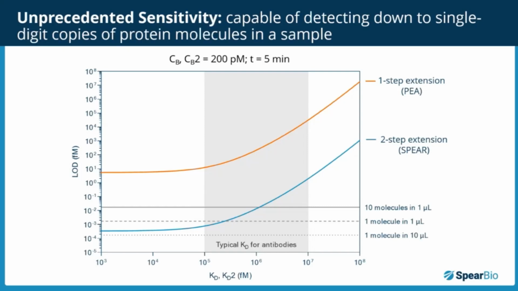SPEAR can detect down to a single copy of target protein from 1 microliter sample when using high-affinity antibodies. Even with low-affinity antibodies, SPEAR will achieve detection limits in the low femtomolar range. Compared to PEA-like single-step reaction, SPEAR delivers at least 1,000-fold improvement in sensitivity across a wide range of antibody affinity when using high picomolar probe concentration.